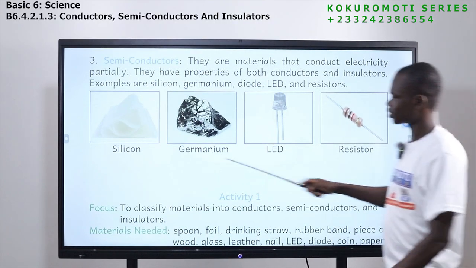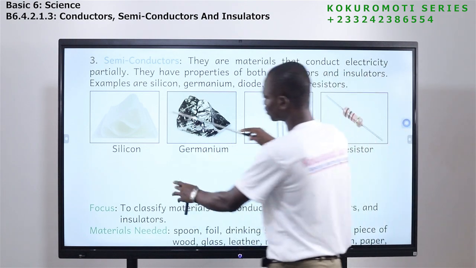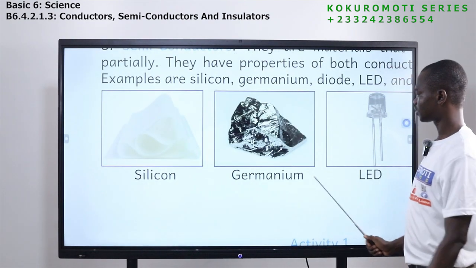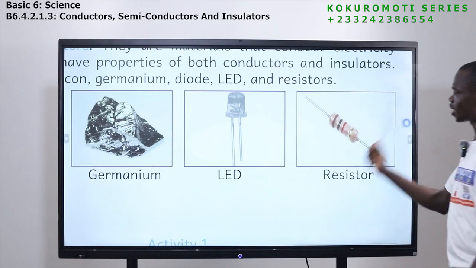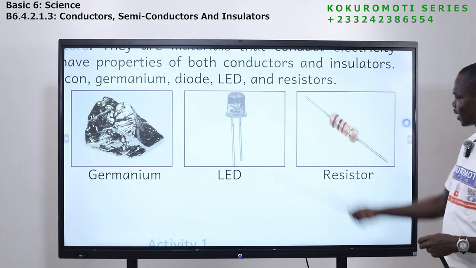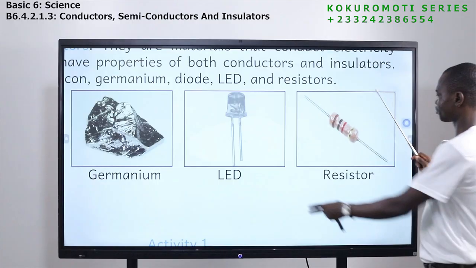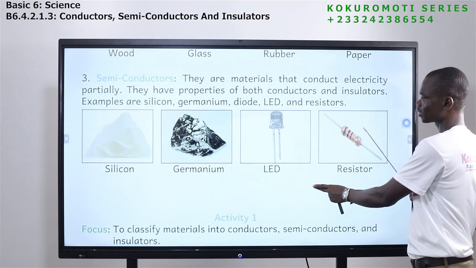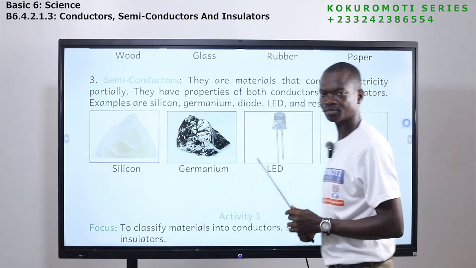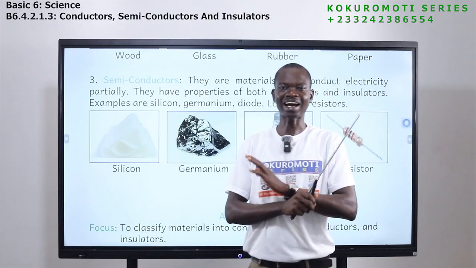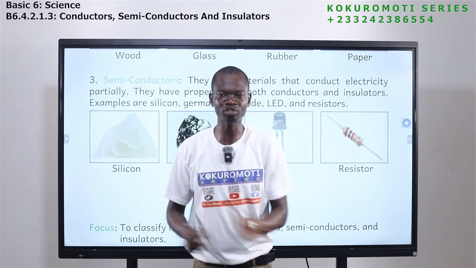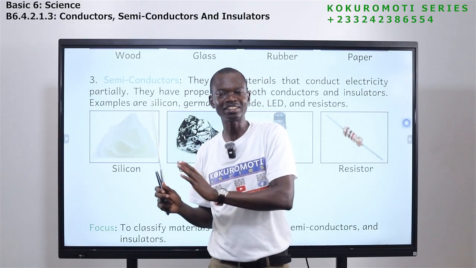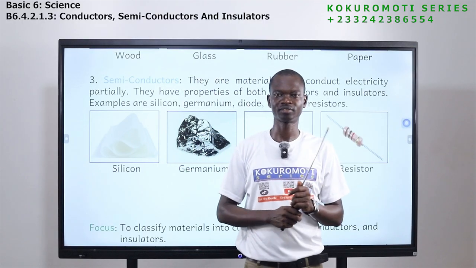Now these are the pictures. This is silicon. This is germanium. We have lead here, then we have resistor. So these are examples of semiconductors. For semiconductors, they don't allow electricity to pass through freely. No. They don't allow heat to pass through freely.